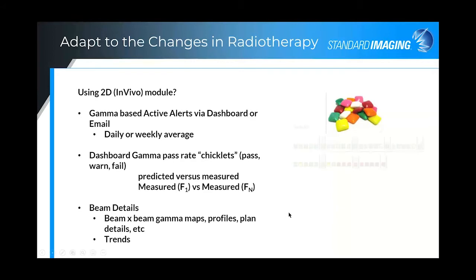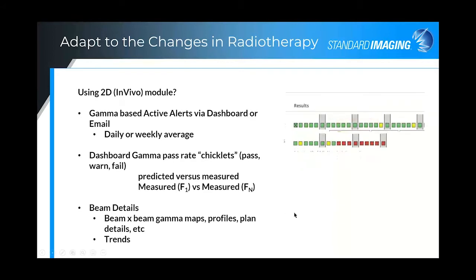On our dashboard as well, we have gamma pass rate chiclets with green for pass, yellow for warn, and red for fail. Here you see the chiclets for each fraction for 2 patient plans. For the top patient, for the first 20 fractions, the gamma pass rate was in the warning level on 2 of the days, but the weekly averages, designated in the gray for this portion of the treatment, were all in the passing range.